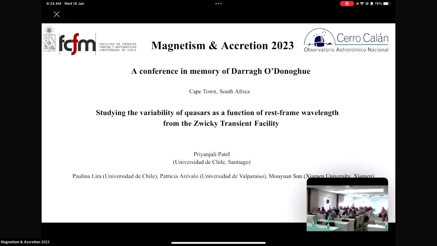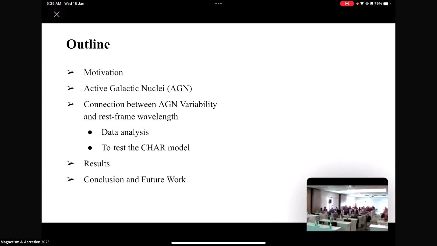First, I would like to thank all the organizers of this conference for inviting me. So, my talk is about studying the variability of quasars as a function of rest frame wavelength from the Zwicky Transient Facility. So, this is the outline of my presentation.